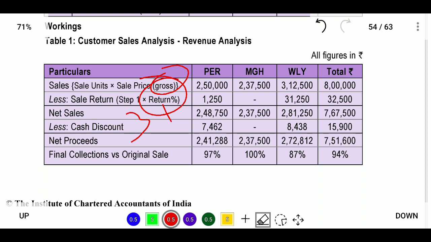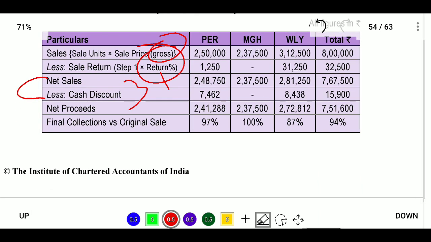2,48,750 into 3%, we will get 7,462. We will take cash discount on net sales, they provided 3 divided by 10, net of 30. So what is that meaning? Within 30 days, if they provide the credit of 30 days, if you pay within 10 days, then on net sales you will get the 3% discount. That is the meaning of 3/10, net 30. So we will calculate the discount of 3%. Next, we will get the net proceeds, final collection versus original sales.